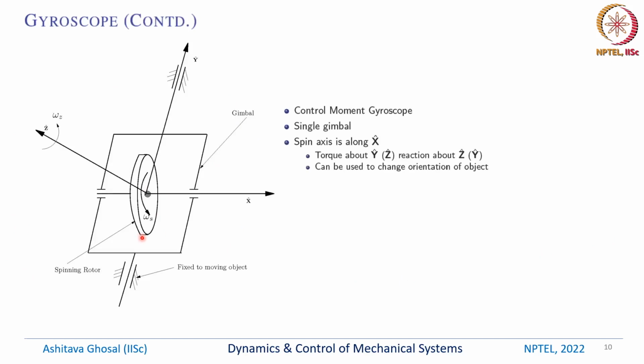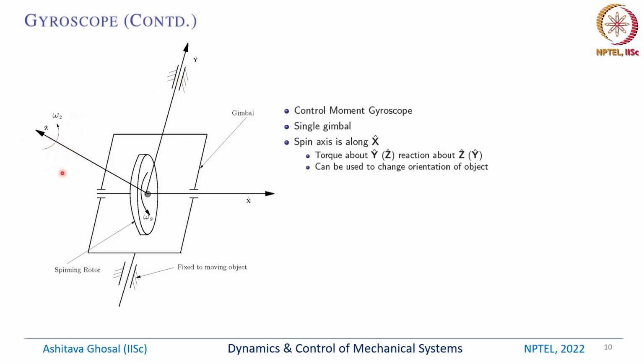Finally, we have 2 other kinds of gyros. These are called a control moment gyroscope. So this is a single gimbal. The spin axis is again about the z axis. So this is the disk which is rotating at some constant speed omega s. If there is a torque about the y axis, the reaction can be seen about the z axis and the other way around.